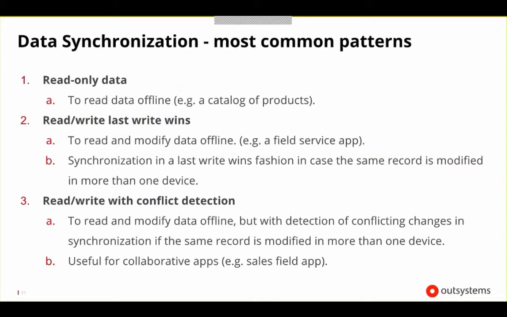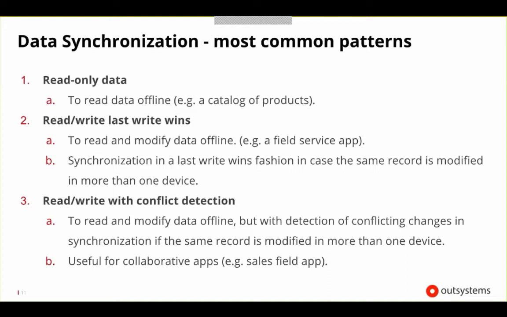And then there are the other more complicated patterns where local modifications on data are allowed. If you have a scenario where your users can change the data locally in the device, this data needs to be sent somehow back to the backend. And depending on the use case or application, this can be simpler or more complicated. It depends a lot on the use case.